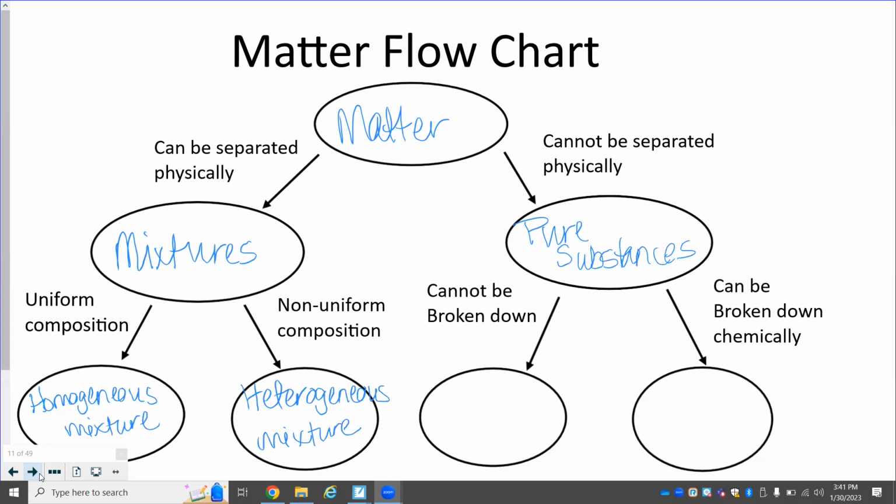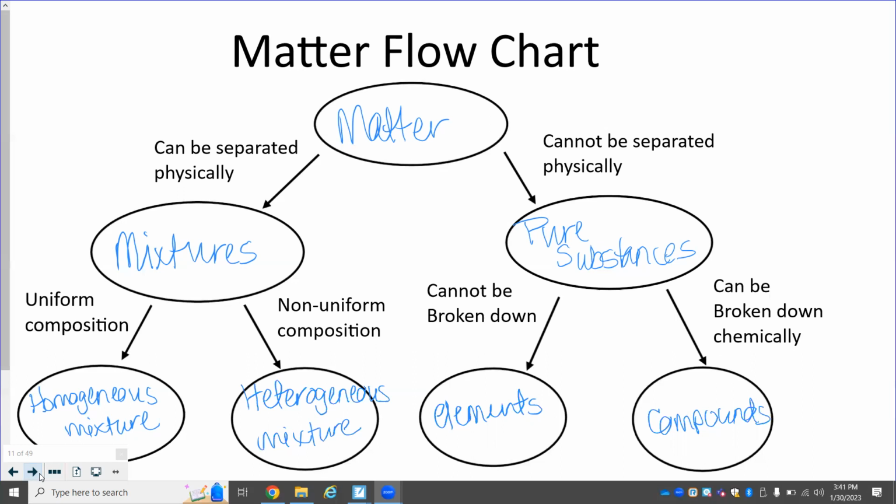Looking at the pure substances, we have pure substances that cannot be broken down any further, so they're the smallest part that they can be. Those are elements. And then we have pure substances that can be broken down, but it has to be chemically. So remember, these are our compounds that can be broken down and split up into elements.